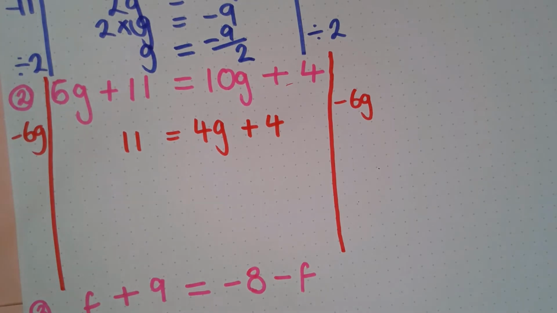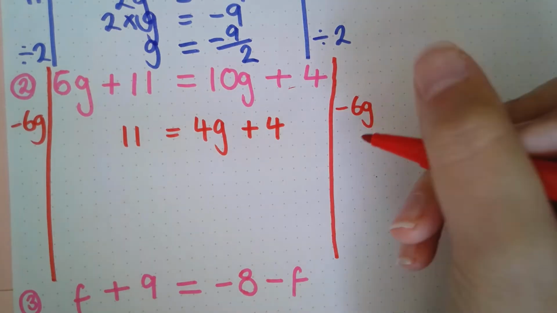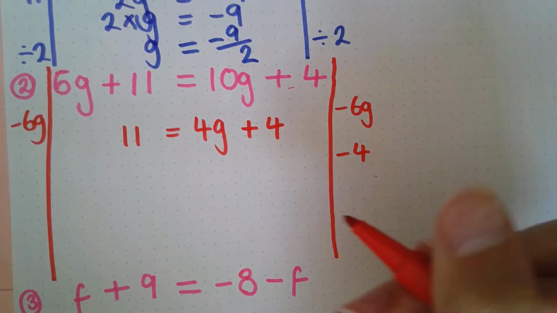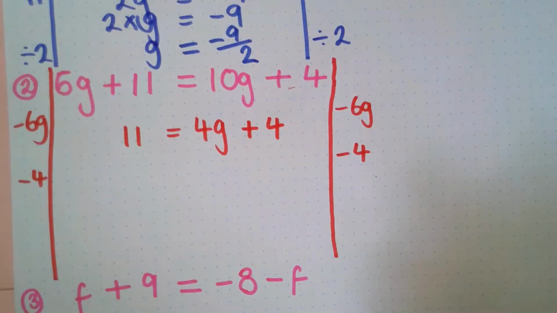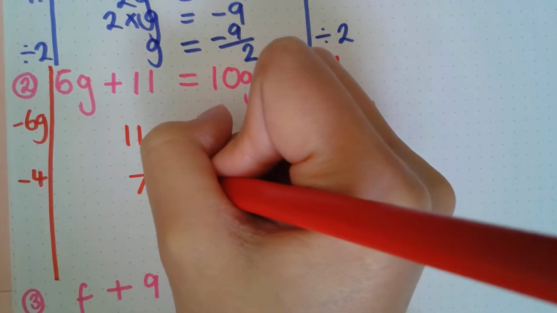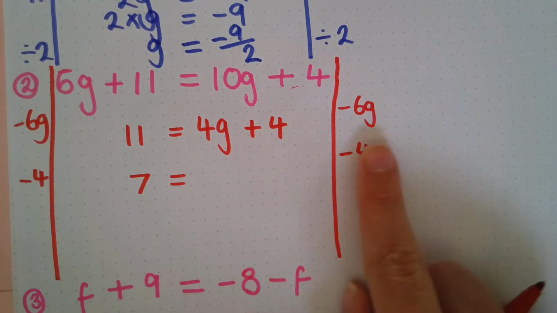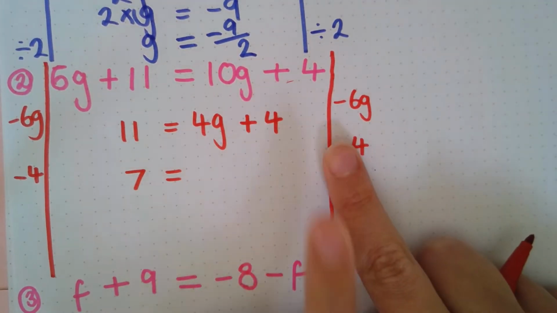Now what's stopping the G from being on its own? It's this plus 4, so we're going to get rid of it. We're going to do the opposite, remember, from both sides, so take 4, take 4. 11 take away 4 is 7. 4G, add 4, take 4, they cancel out, so you're just left with 4G.